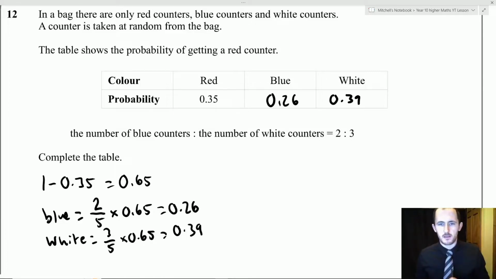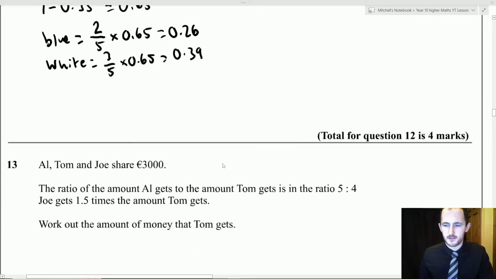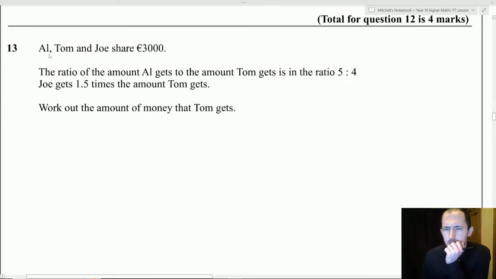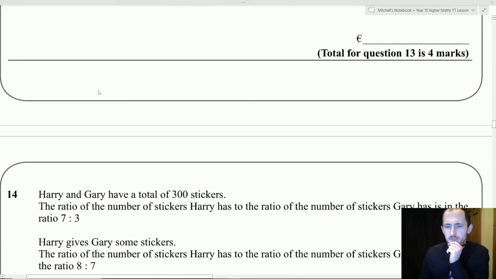Okay. Is that still easy? Probably. And the ratio of 5 to 4. I think this one's fine. Wait, let me read this question again. 3,000 euros. Yeah, this is fine. This will be fine.